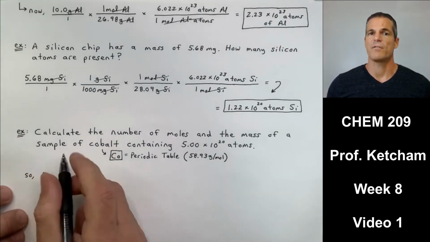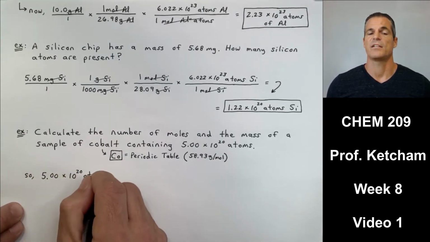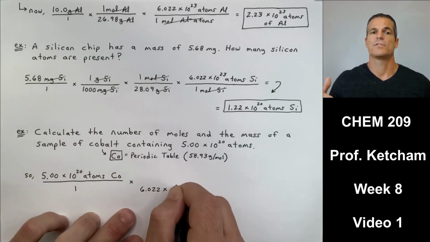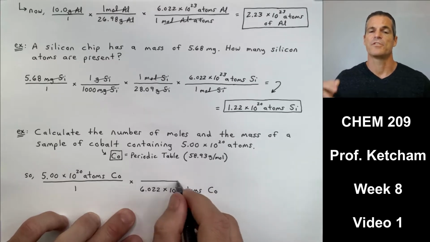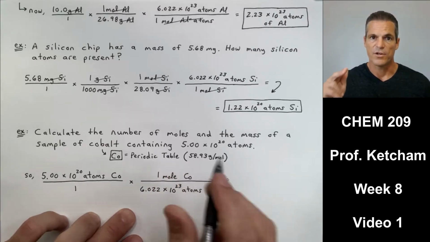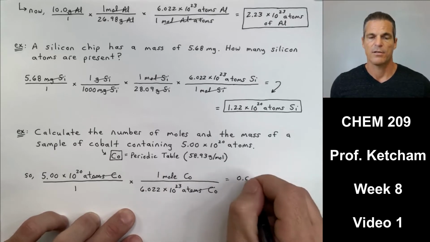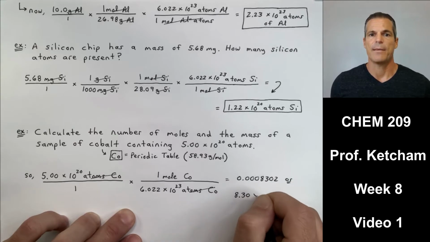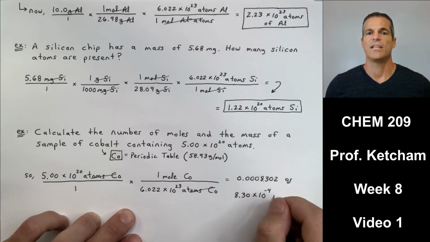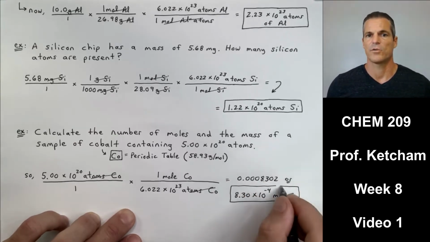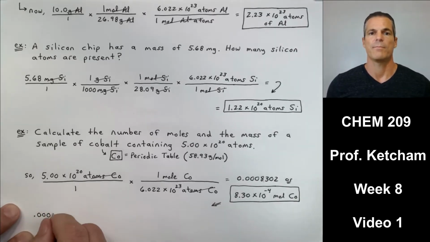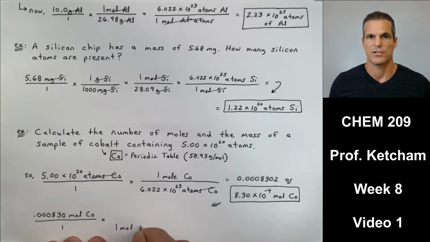So start with what you're given, put it over 1. 5.00 times 10 to the 20th atoms of Co. We got to get out of atoms and into moles. So I'm dividing by Avogadro's number. You should definitely do this one with your calculator to make sure you get the right answer. You want to know how to divide by Avogadro's number properly. So this converts atoms into moles. You can leave either answer as long as it's three significant figures. You could have had 0.000830 or 8.30 times 10 to the minus 4th moles of cobalt. Practice that one on your calculator. Make sure you get the right answer.